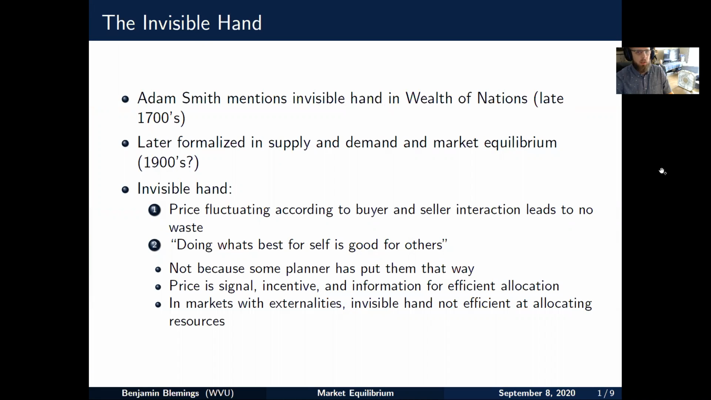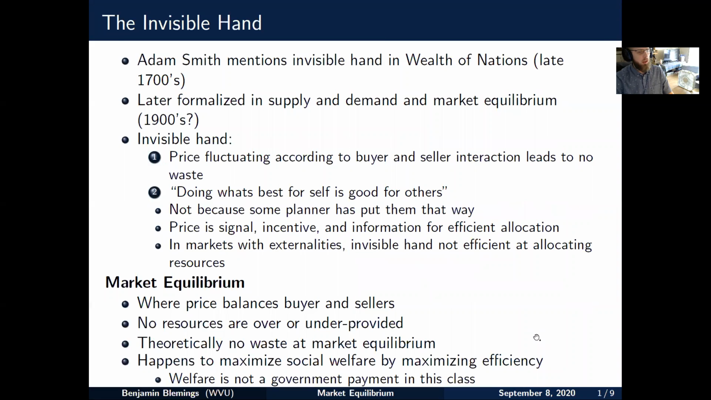And the invisible hand is just meaning that prices fluctuating according to buyer and seller action leads to no waste and is therefore efficient. And kind of a corollary of that is that doing what's best for self can also be good for others. And not just because some planner has organized or planned in this way, but through the signals and information that are available in the prices of goods. And so in markets with externalities, that would just be one example where the invisible hand is not allocating resources efficiently.